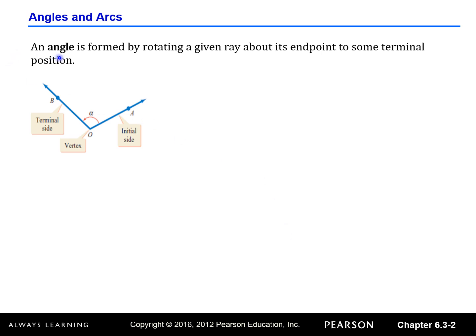What is an angle? It is formed by rotating a given ray about its endpoint to some terminal position. In this case, this is the initial side, and you can rotate this ray about its endpoint up to the terminal side. The common endpoint is called the vertex.